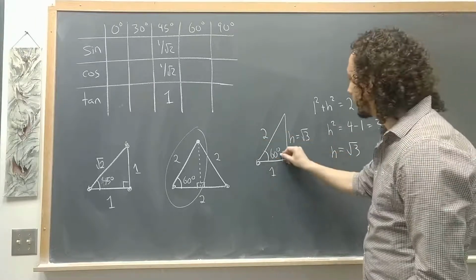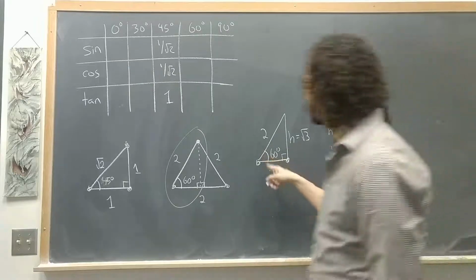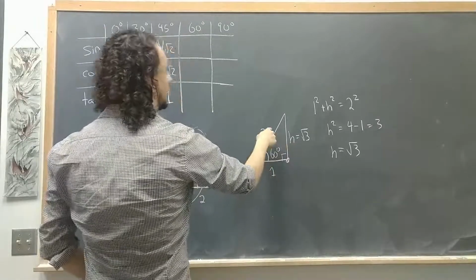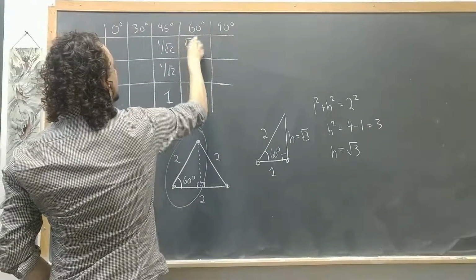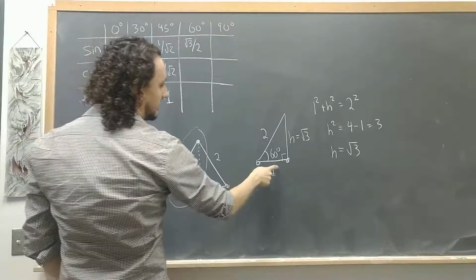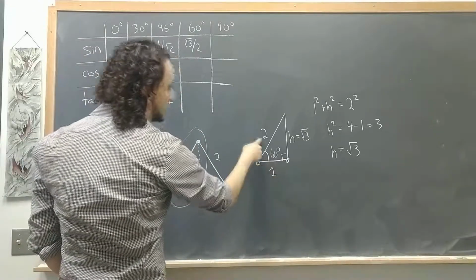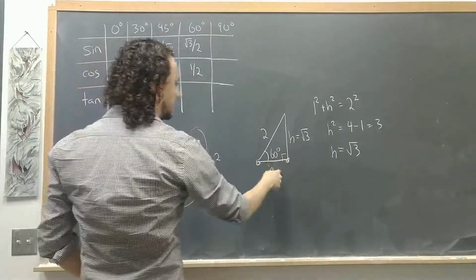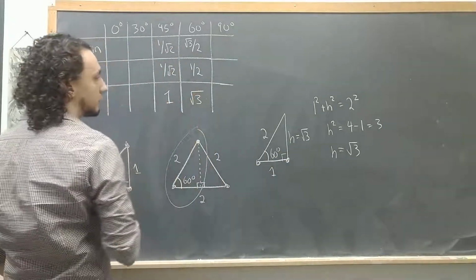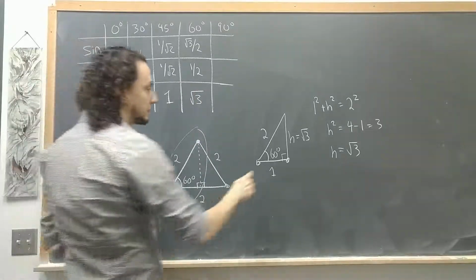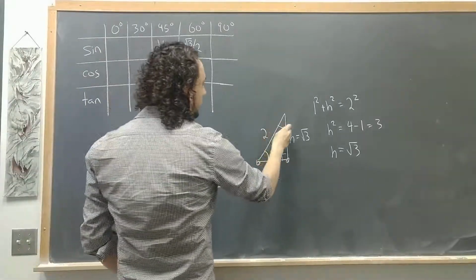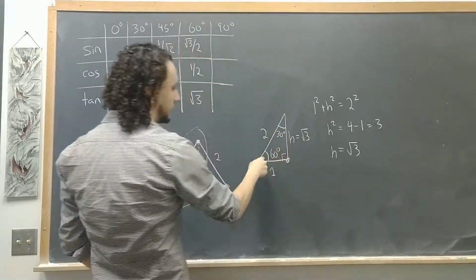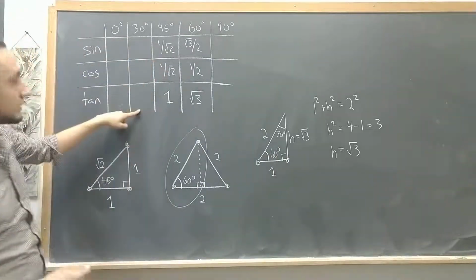Now I have a right angle triangle with a 60-degree angle, and I can use it to calculate the sine of 60 degrees. That's opposite over hypotenuse, so the square root of 3 over 2. The cosine of 60 degrees, that's adjacent over hypotenuse, so 1 over 2. And the tangent, opposite over adjacent, so √3. And actually, since we know that the interior angles of a triangle always add up to 180 degrees, since this is 90 and this is 60, this has to be 30, so we can get this column as well.